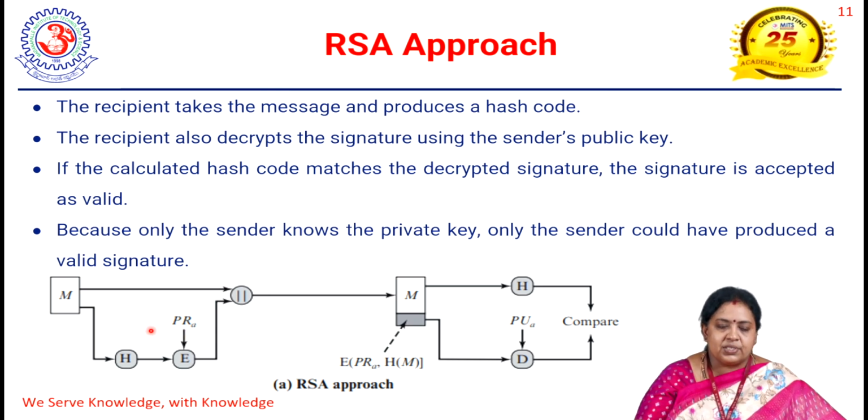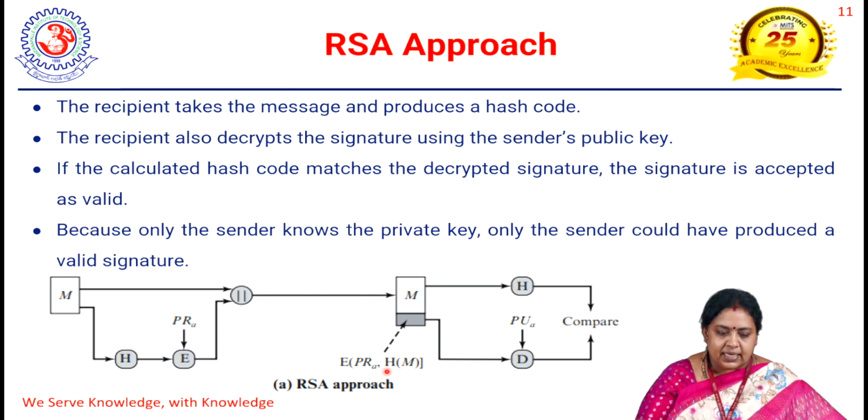This mainly proves authentication. Okay, and what do we call this one? We call it a signature. The output is called a signature, and this signature is appended to the message and sent to the receiver. Okay, what is the receiver going to get? The receiver is going to get the message along with the signature.